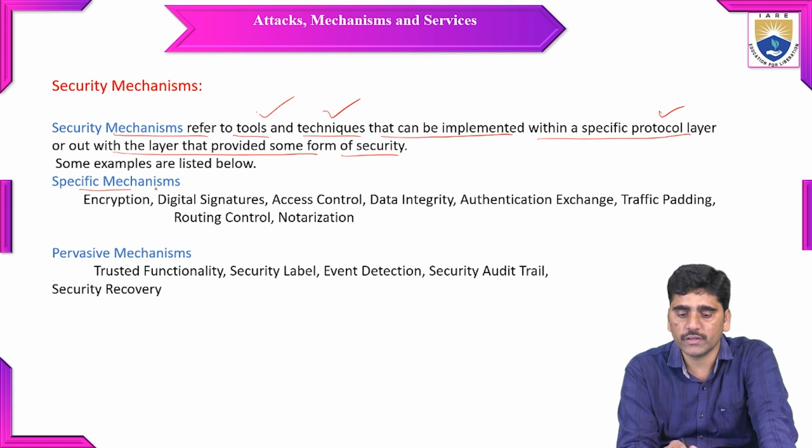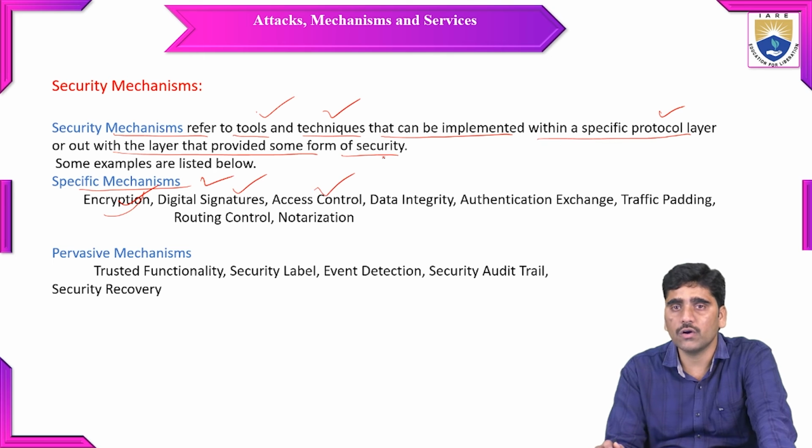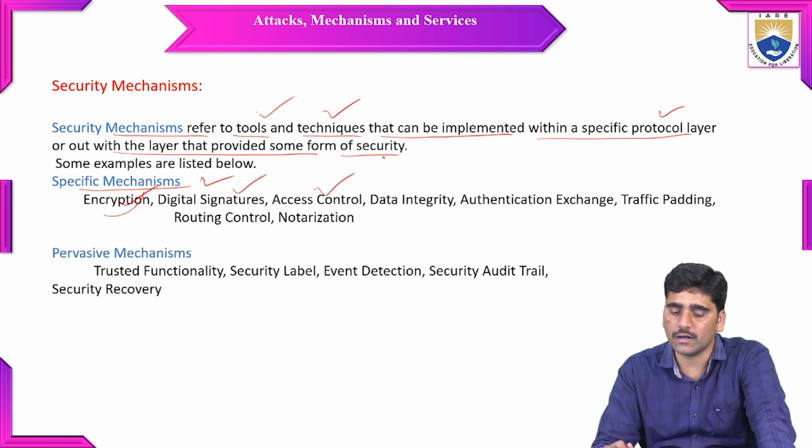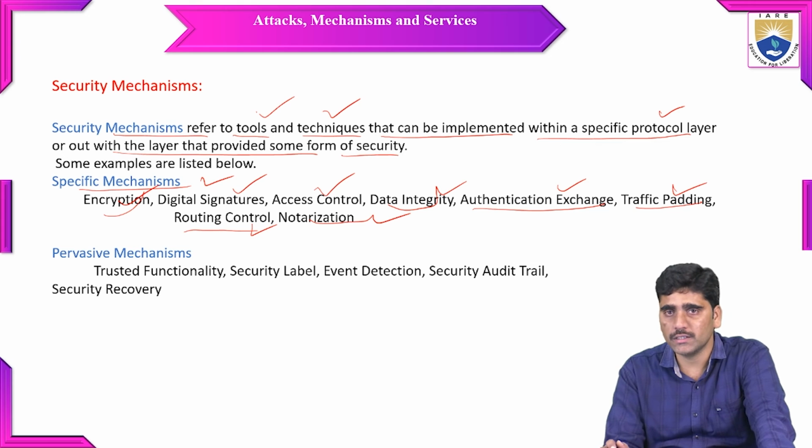So here some specific mechanisms are there: encryption of the messages, digital signatures on the messages, access control of the particular user data or network data or any data, and applying data integrity. Then authentication exchange, traffic padding, routing control, and notarization. These are all specific mechanisms that are applied to implement the security services.